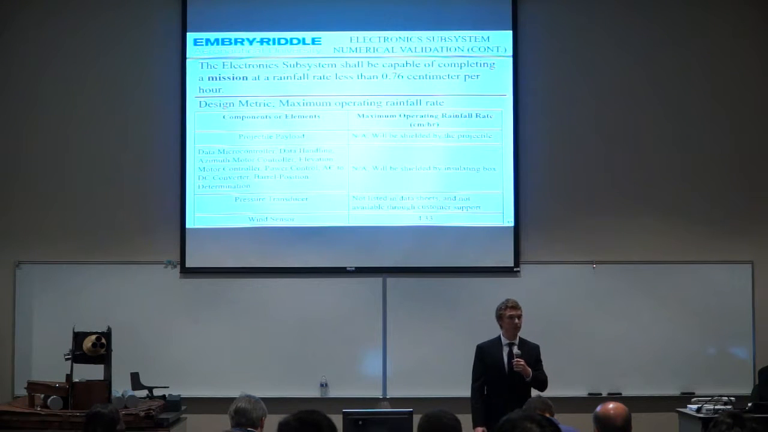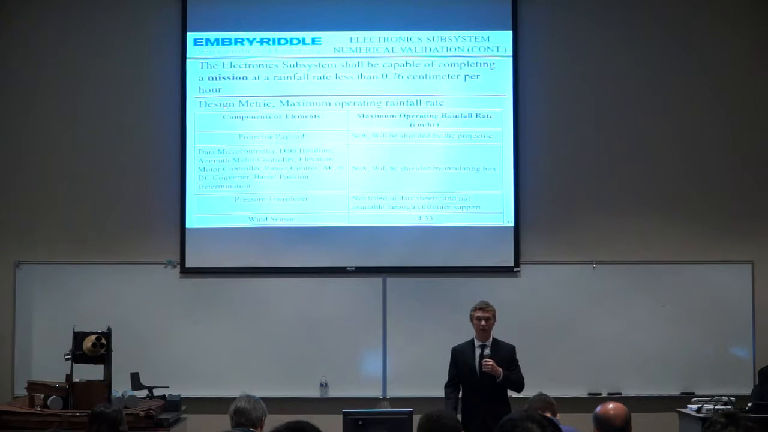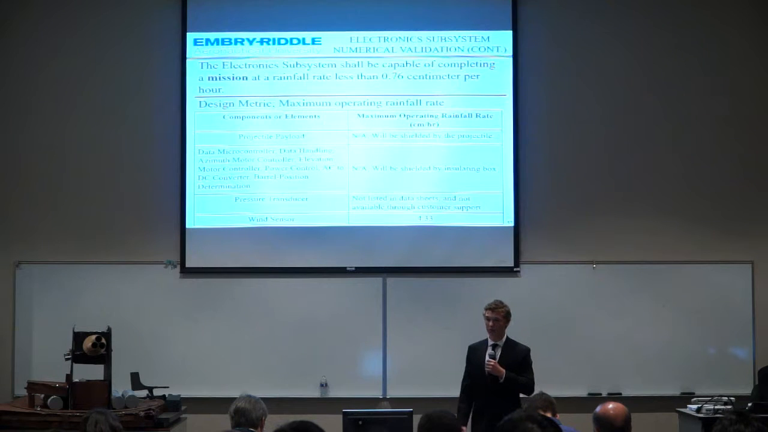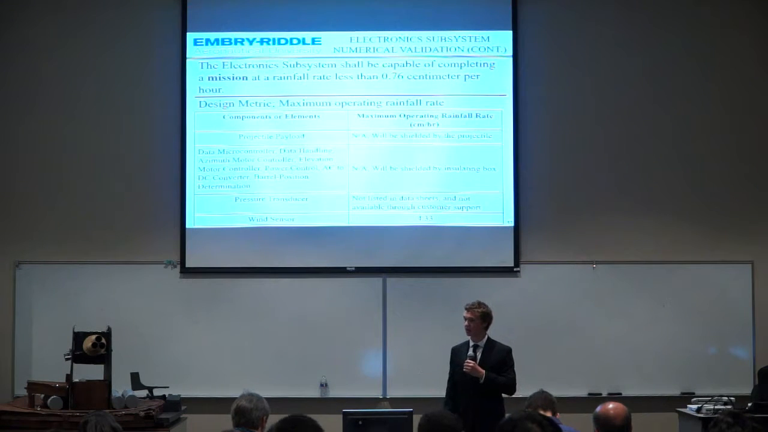The pressure transducer does not have information available on the data sheet as far as rainfall or precipitation is concerned. We are in the process of contacting the manufacturer. However, at this time, we do not have that information available. If it is found that they cannot operate in rainfall, then we will cover these similar to the other electronics. And the wind sensor, which is made to be placed on a larger weather station, is capable of operating at this rainfall rate.